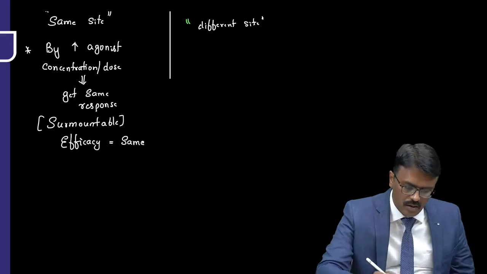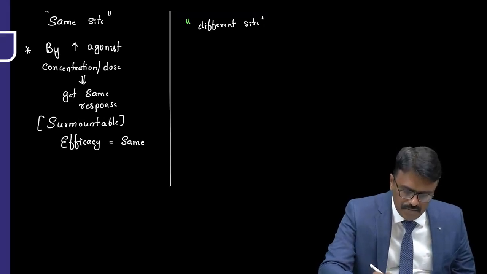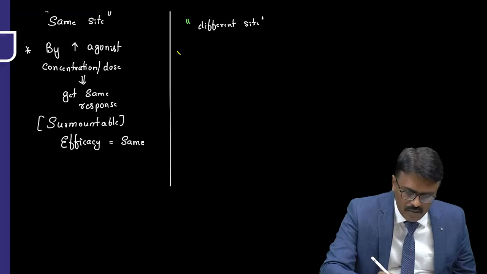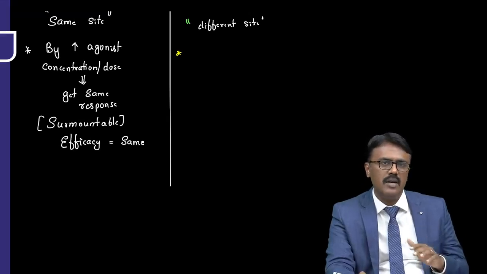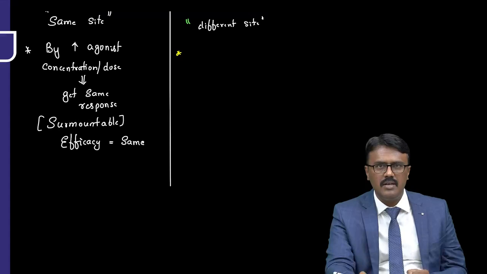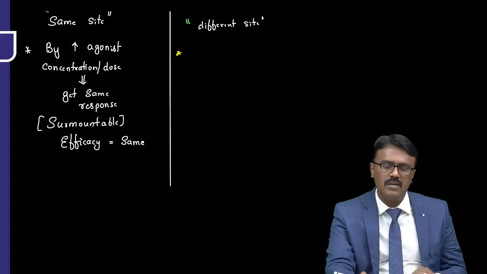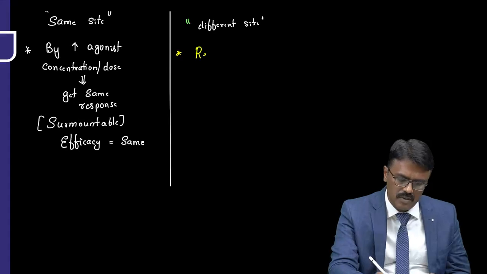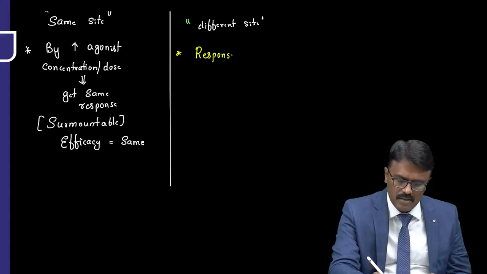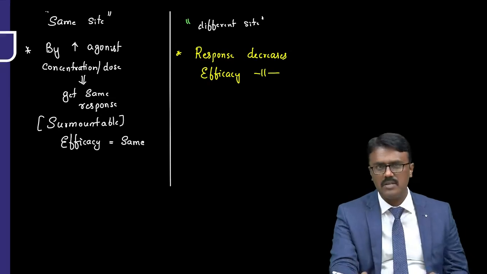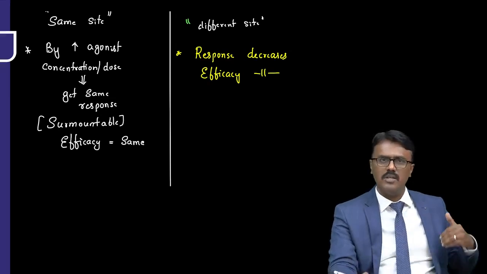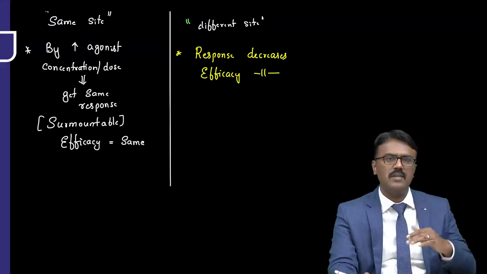What about non-competitive? Very, very important. In non-competitive antagonism, the agonist is binding, but the antagonist is binding to some other site. So here the response decreases. What do you mean by the response decreases? The efficacy decreases because of the presence of the antagonist. The antagonist will not allow the agonist to function fully. So that's why the response decreases.